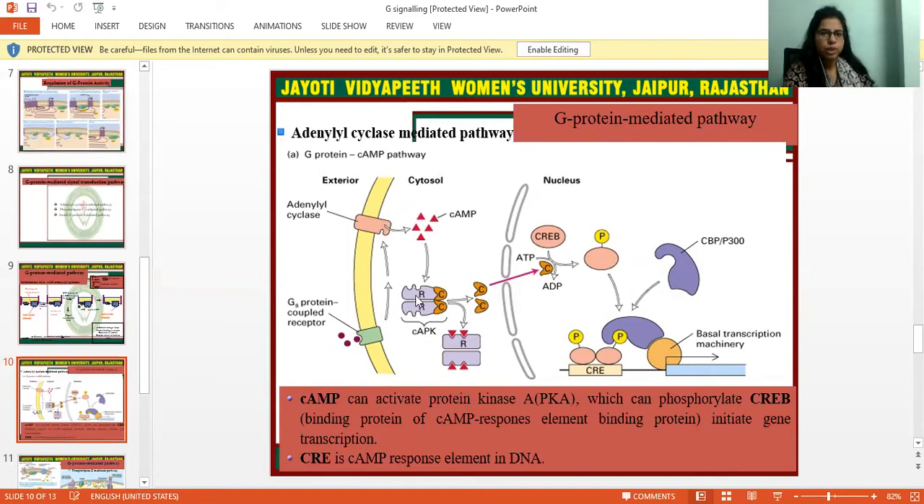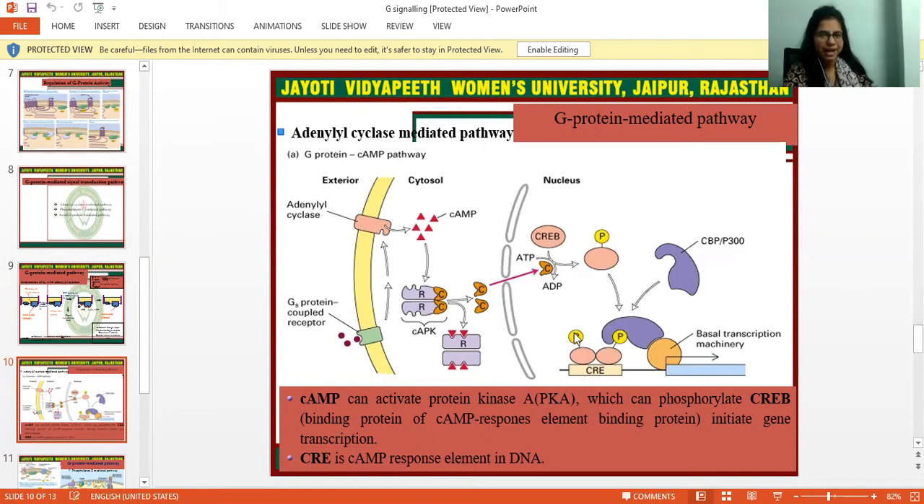CAPK, protein kinase A, which can phosphorylate the CREB, the cyclic AMP response element binding protein. This is the active form of CAPK, which binds to the CREB, which initiates the gene expression or gene transcription. This is the CRE, which is the cAMP response element in the DNA.